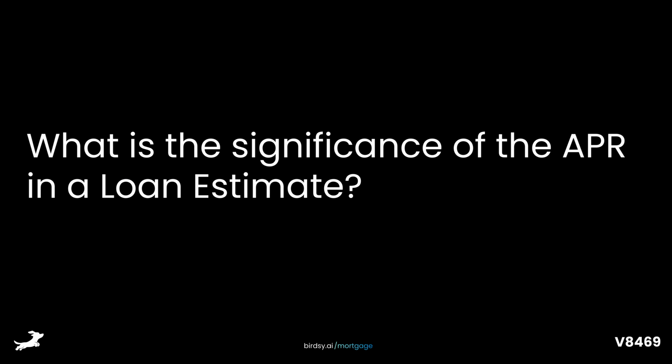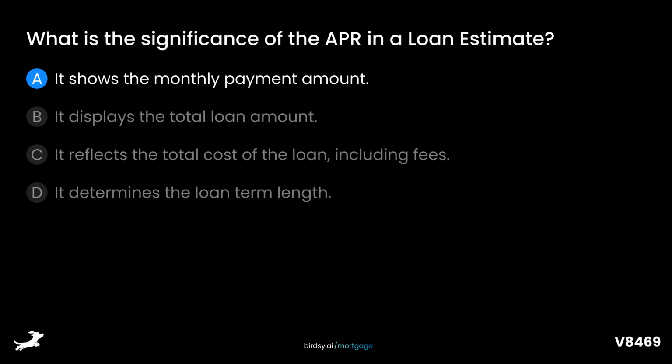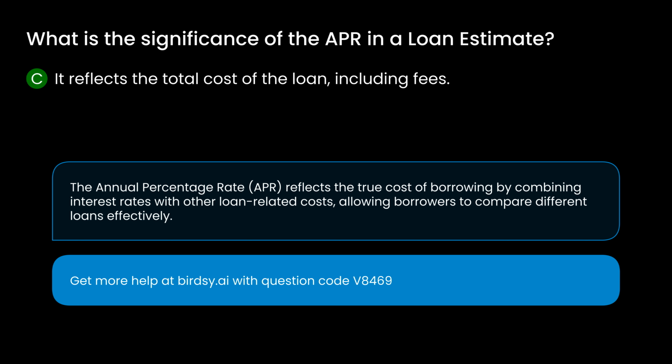What is the significance of the APR in a loan estimate? Is it A, it shows the monthly payment amount, B, it displays the total loan amount, C, it reflects the total cost of the loan, including fees, or D, it determines the loan term length? The answer is C, it reflects the total cost of the loan, including fees. The annual percentage rate reflects the true cost of borrowing by combining interest rates with other loan-related costs, allowing borrowers to compare different loans effectively.